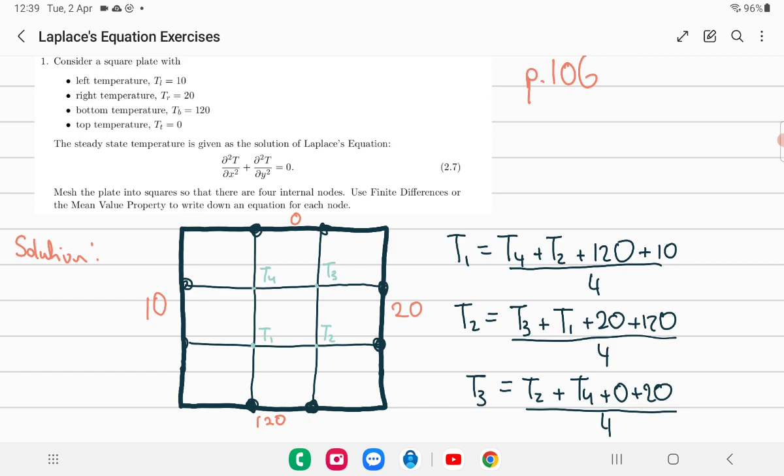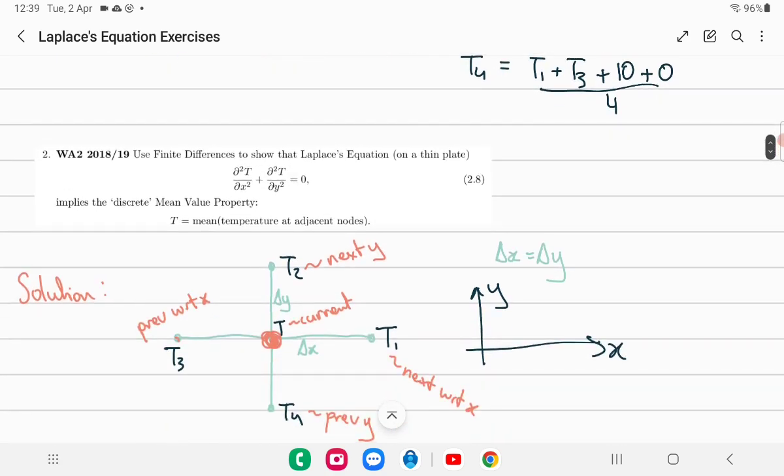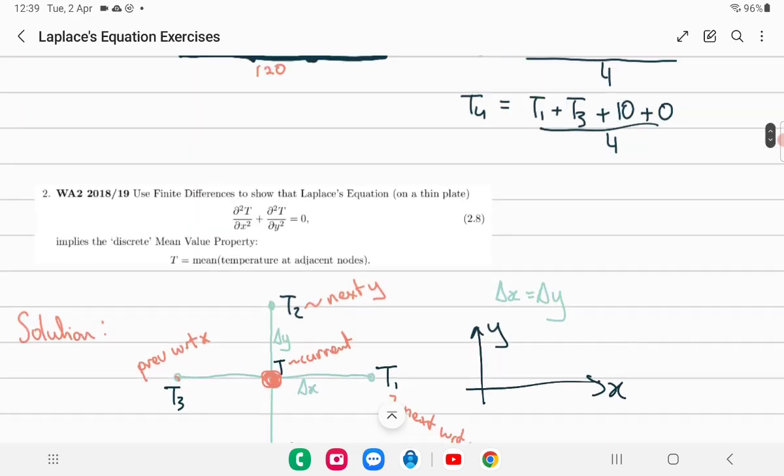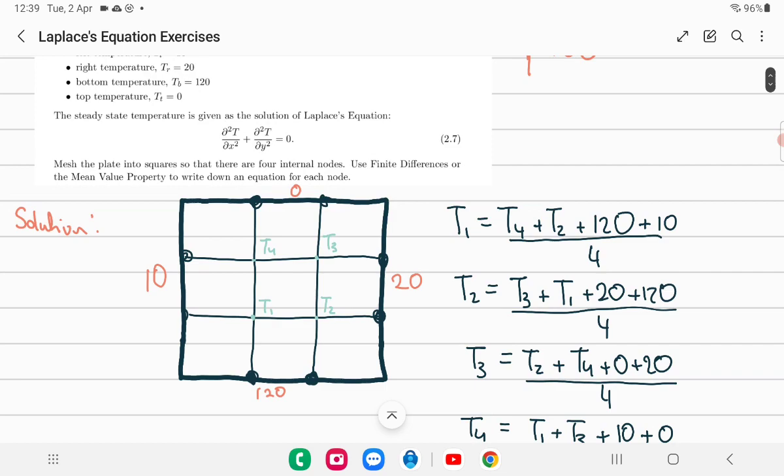So there are 4 internal nodes, so you have to mesh it 3 by 3 like start of lab 7. Use finite differences or the mean value property to write down an equation for each node. To use finite differences is basically just not the way to do it. Using finite differences essentially is question 2, and we'll get to that. It's much easier to just use the mean value property.